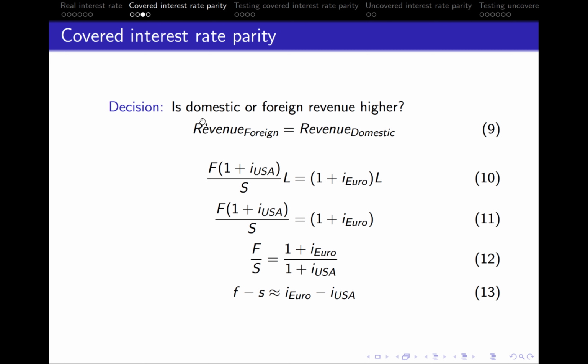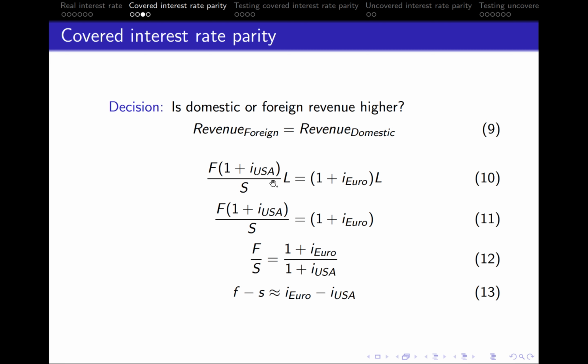Okay, so now the question is: is domestic or foreign revenue higher? Well, of course, at the end, we should expect them to be equal. Why? Because of the arbitrage. Look, if there is a possibility to sell one currency and buy bonds in a different country and purchase a forward contract and still make money on the price differences in the two markets, so on a price difference in terms of interest rate, then this possibility should be exploited by economic agents arbitraging. So they're going to participate in arbitrage for as long as the two are not equal to one another.